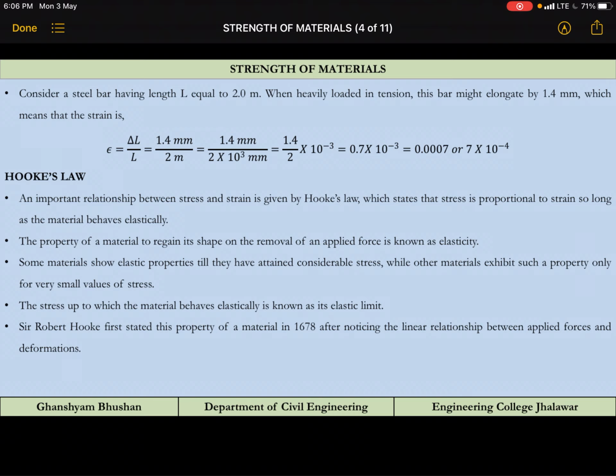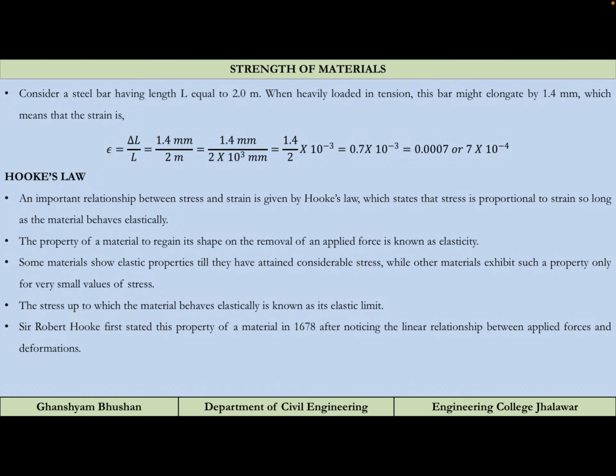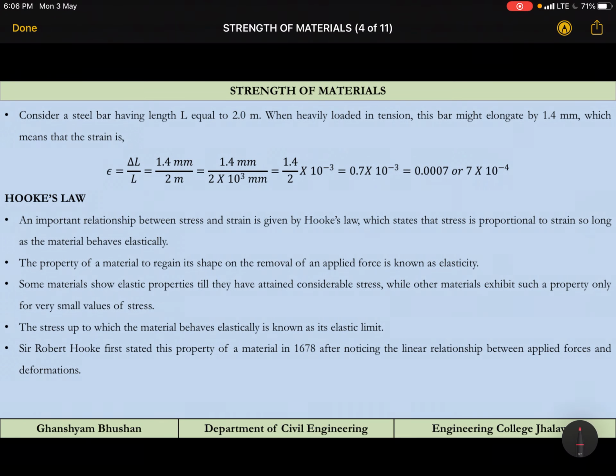Consider a steel bar of length L equal to 2 meter. When heavily loaded in tension, this bar might get elongated by 1.4 mm, which means the strain will be how much? Let us see here. The expansion was 1.4 mm. How much was the original length? 2.0. So delta L will be 1.4 mm and L will be 2 meter, that is 2000 mm. So finally you will be getting 0.0007.